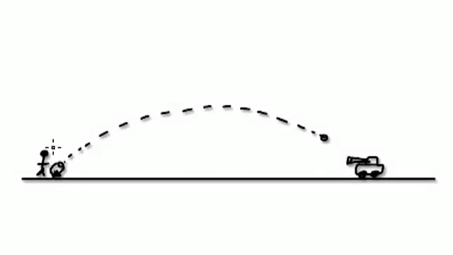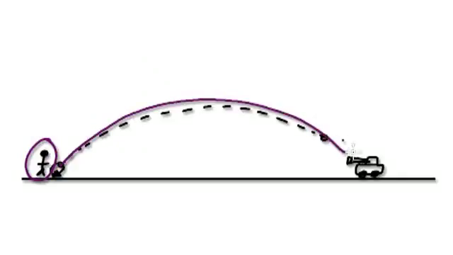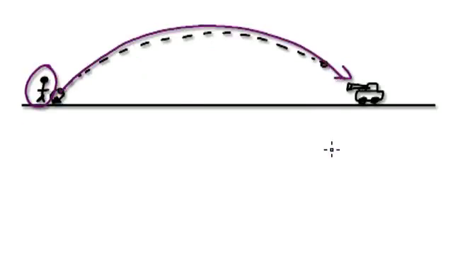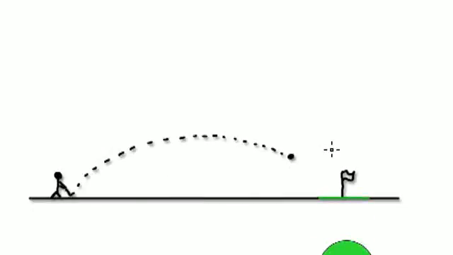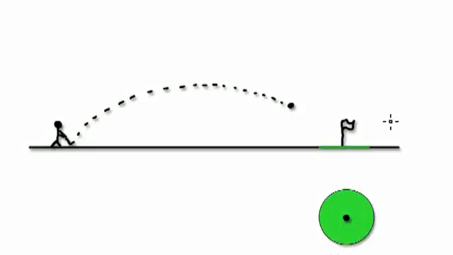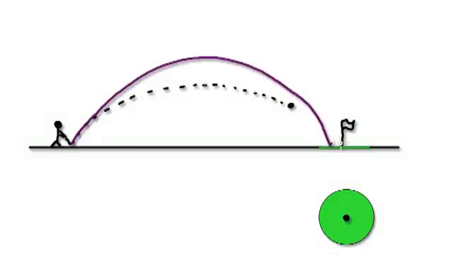Now imagine you're firing a cannonball. Let's say you're aiming at a certain target. Or you could be playing golf and you're aiming at a certain target. You are aiming at this target here. So if you hit a golf ball, let's say it lands here.